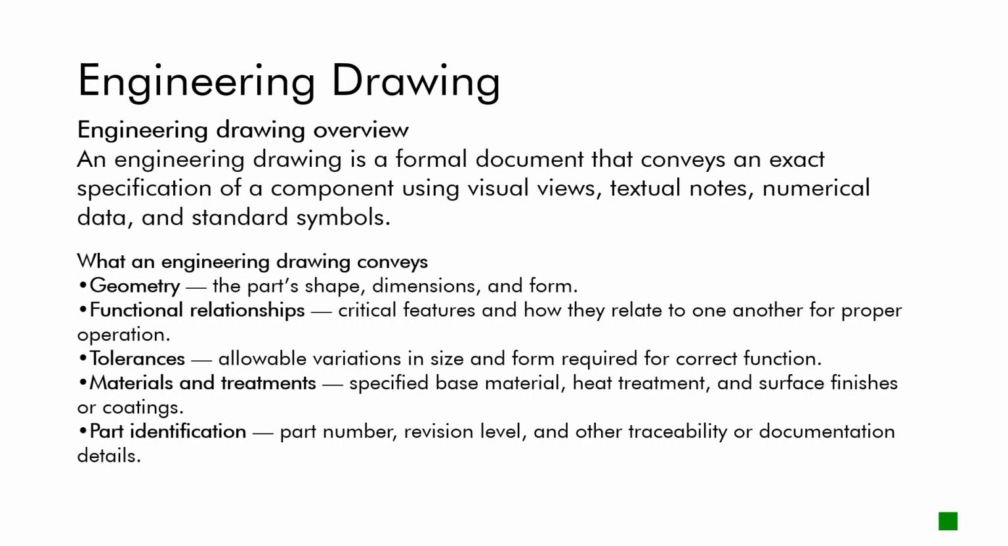Engineering drawing. An engineering drawing is a document that communicates a precise description of a part. This description consists of pictures, words, numbers, and symbols. Engineering drawing information includes geometry, shape, size, and form of the part. Critical functional relationships. Tolerances allowed for proper function.